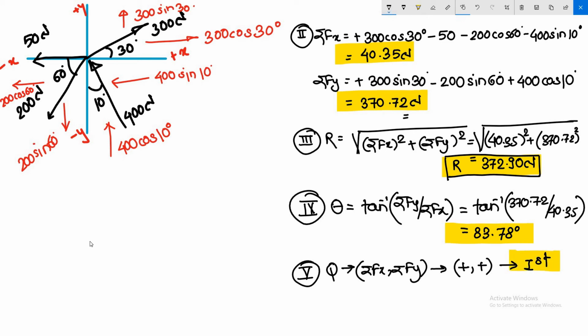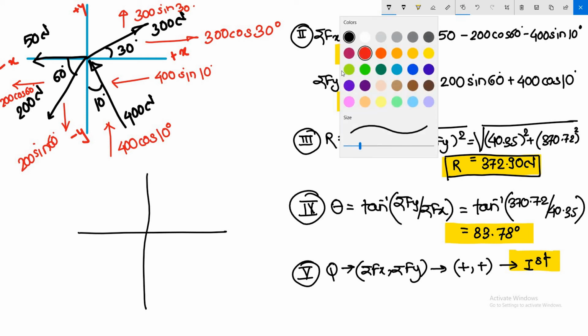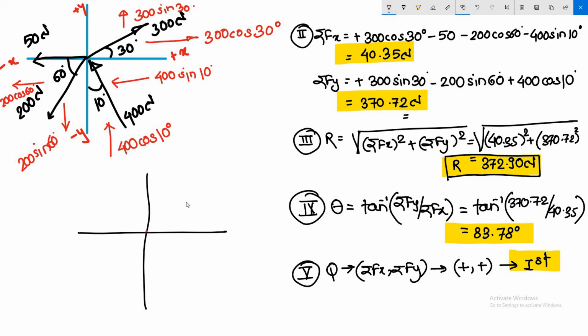Let's draw the final diagram. This is the x-axis, this one is the y-axis. Now we draw our resultant. The quadrant is the first, so in the first quadrant draw a force, showing R equal to 372.90 Newton, and the inclination with the x-axis, theta equal to 83.78 degree. So this is the final answer.